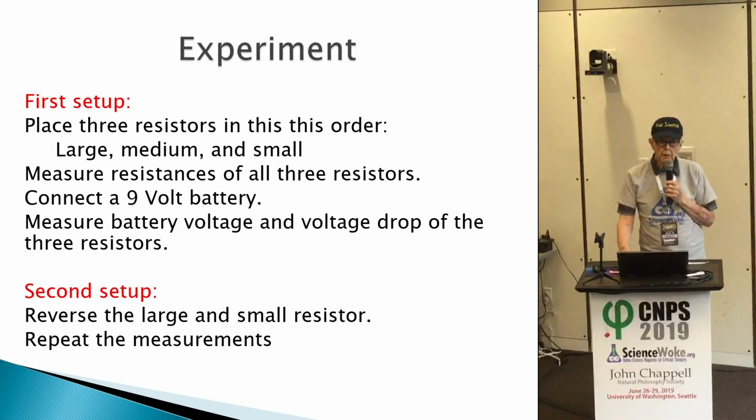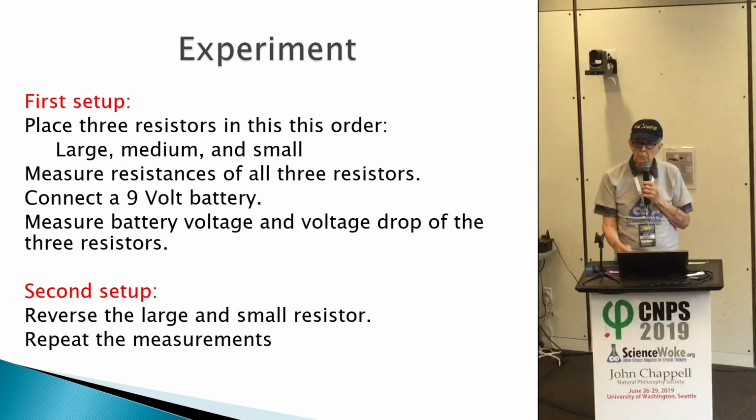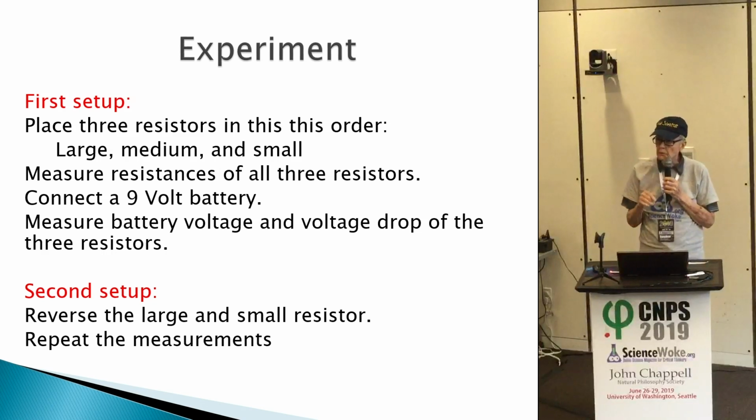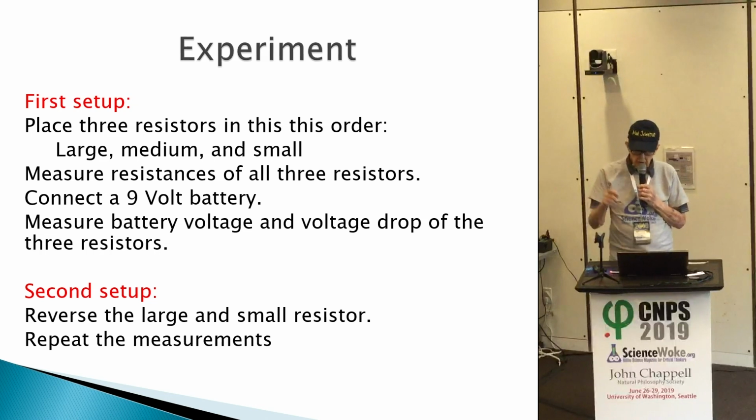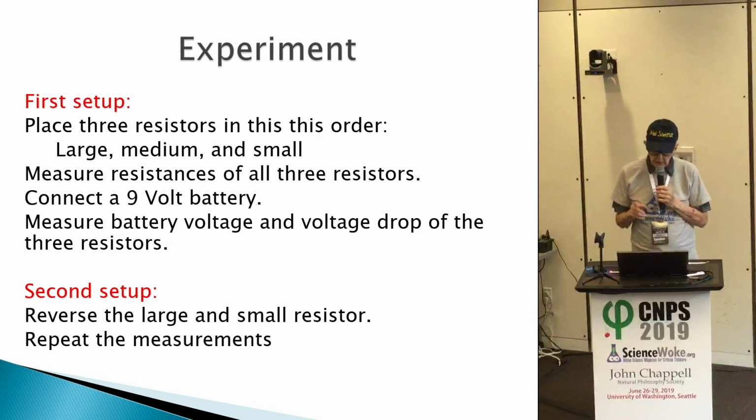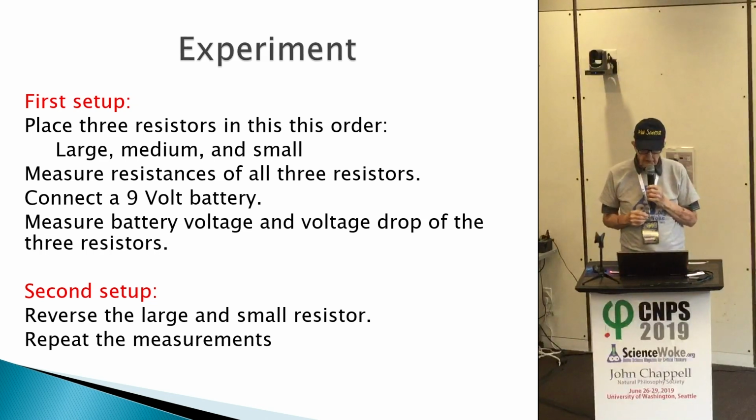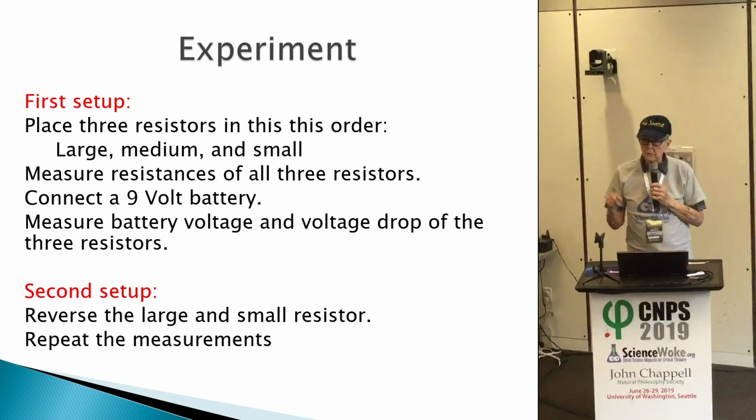So I'm going to do an experiment, because the particle model predicts a higher voltage on the first one, then a lower one and a lower one. The first step is to place 3 resistors in this order: first a large, medium, and small. I'm going to measure the resistance of all 3 resistors. Then I'm going to connect the battery.